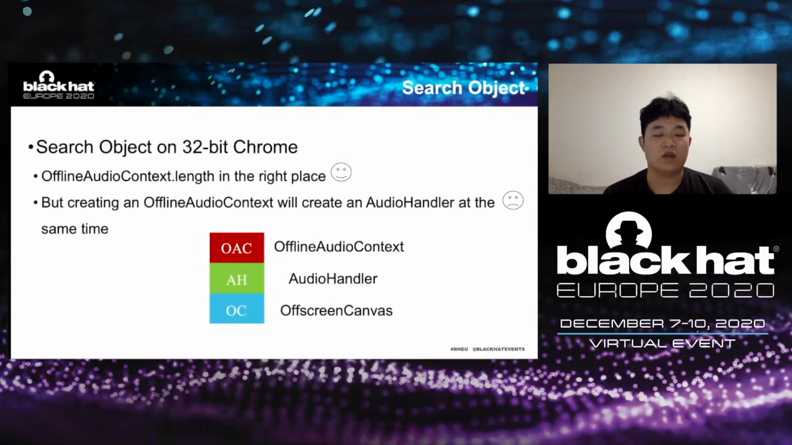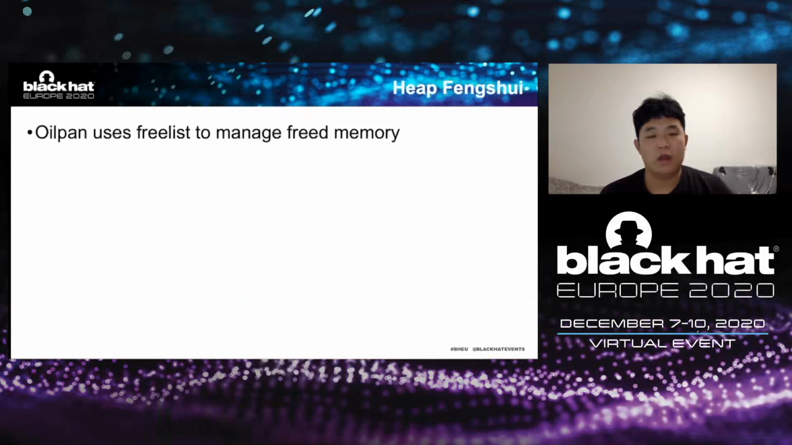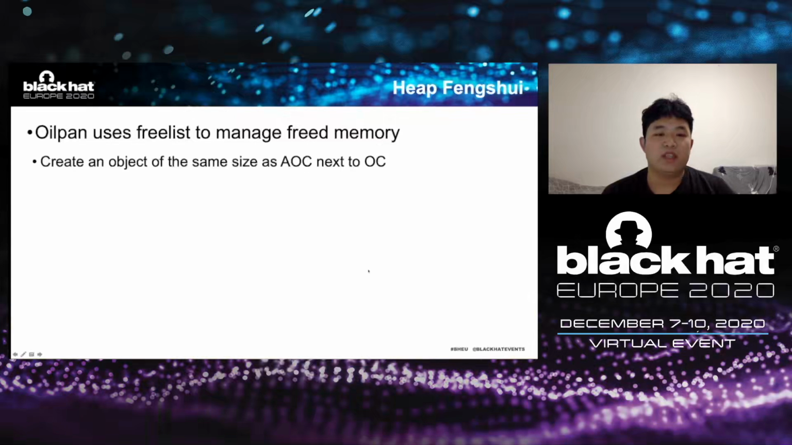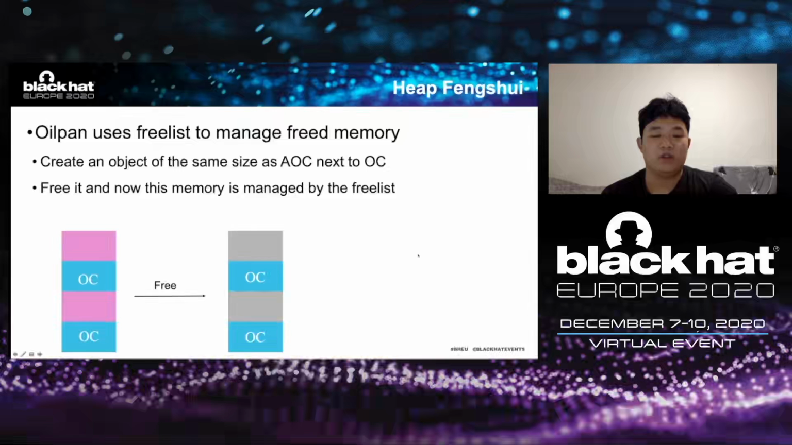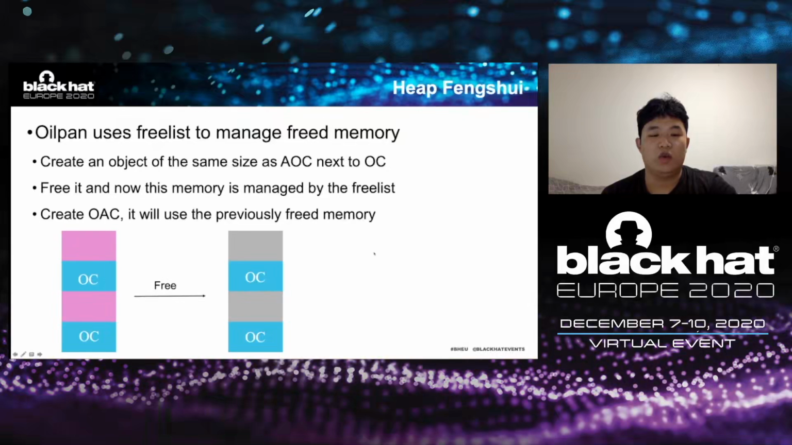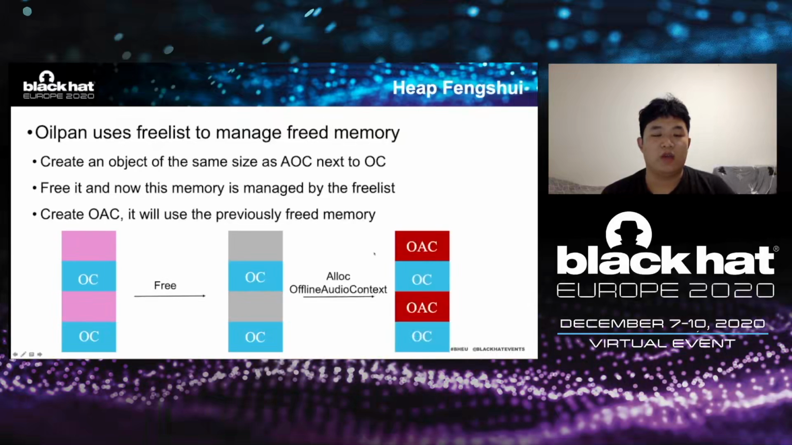AudioHandler is a LLVM object call. Fortunately, we can bypass it through heap feng shui. PartitionAlloc uses a freelist to manage free memory. So we can create an object of the same size as OfflineAudioContext next to a ScreenCanvas. Free it, and now this memory is managed by the freelist. Create OfflineAudioContext. It will use the previously freed memory.